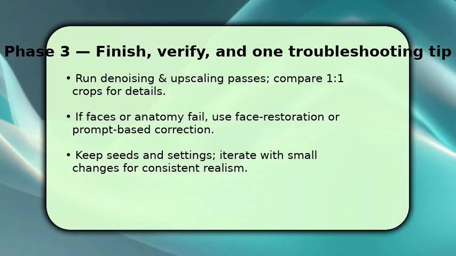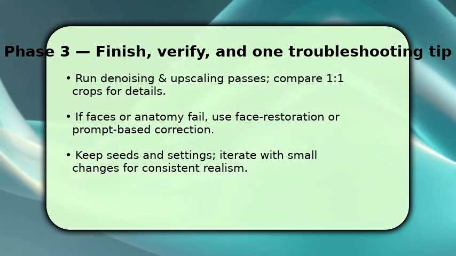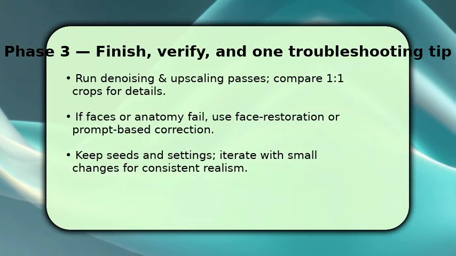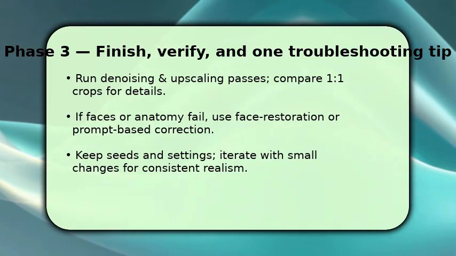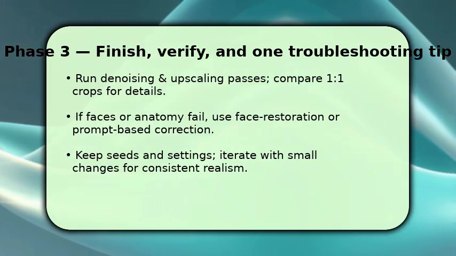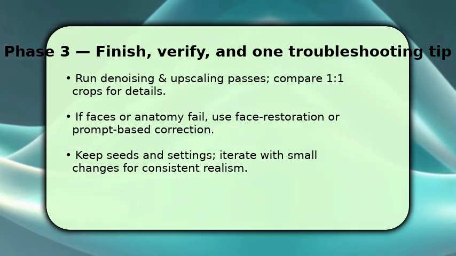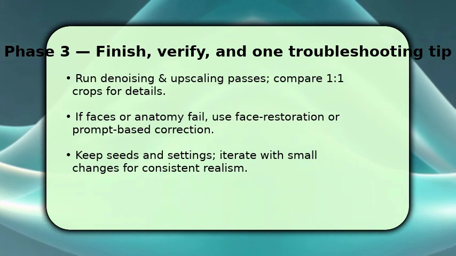If results still fail, review seed and settings. Reproducibility lets you backtrack. One key troubleshooting tip: when things go wrong, lower CFG by 1 to 2 points and rerun. It often fixes overfitting artifacts.